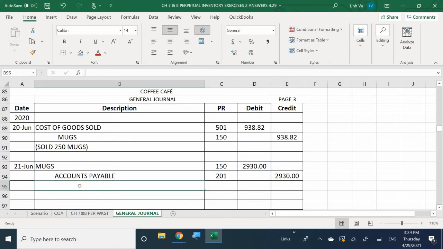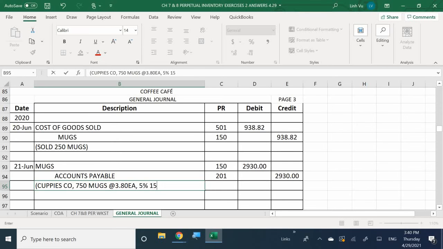All right. And of course, the description, right? You want to be specific. I purchased these from Cuppy's Co. Okay. How many items did I purchase? I think it was 750. 750 mugs at $3.80 each. Okay. With terms of 5/15 net 30.